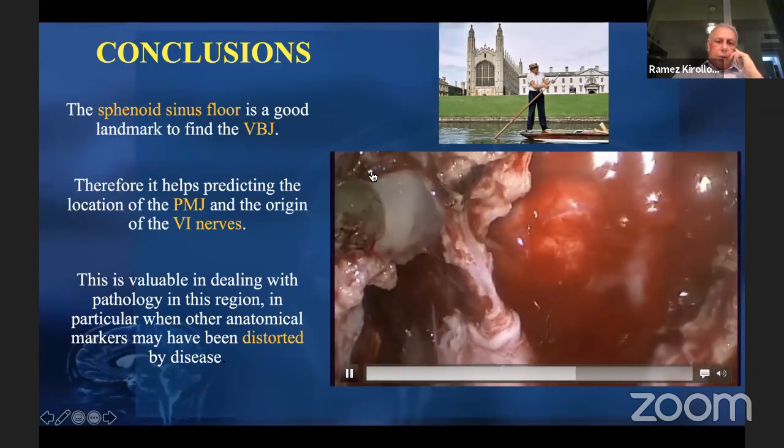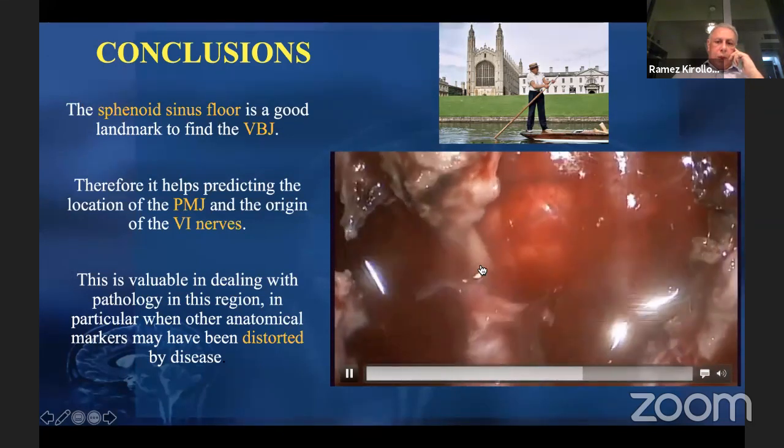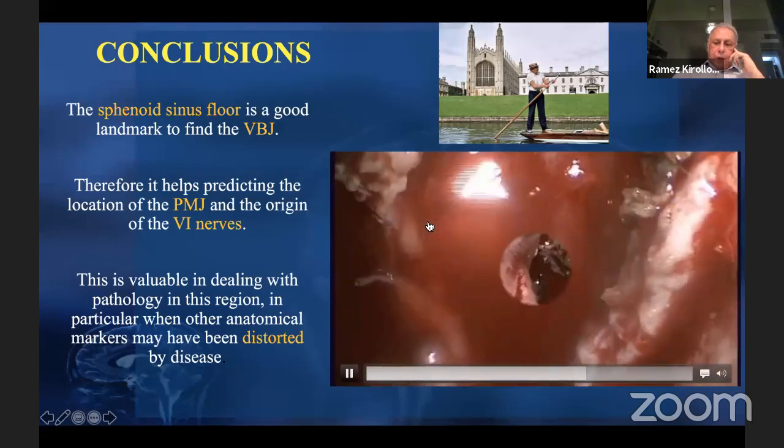You can see easily because we have control of the carotid. And at the end, we resect the dura and we have the sixth nerve exposed.